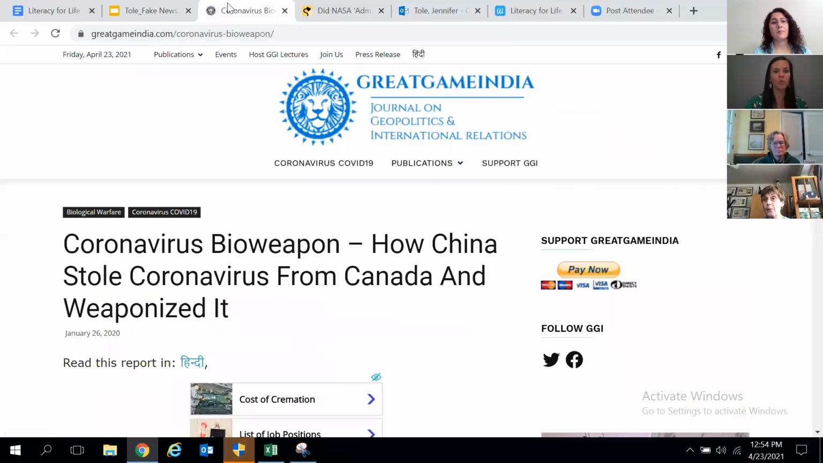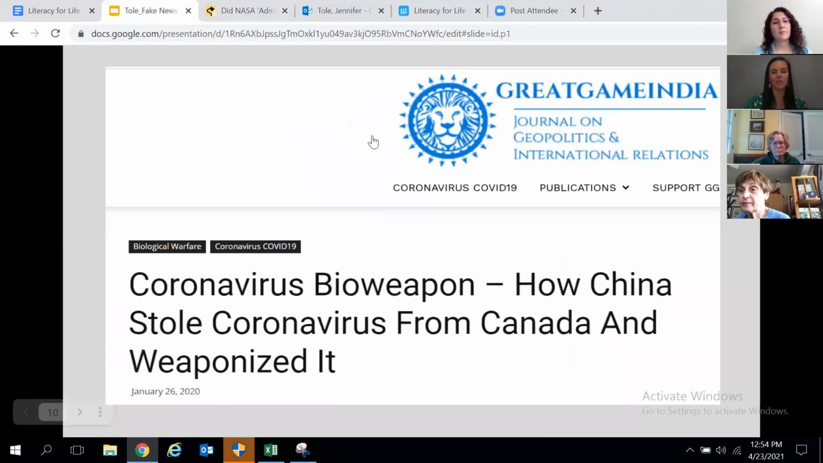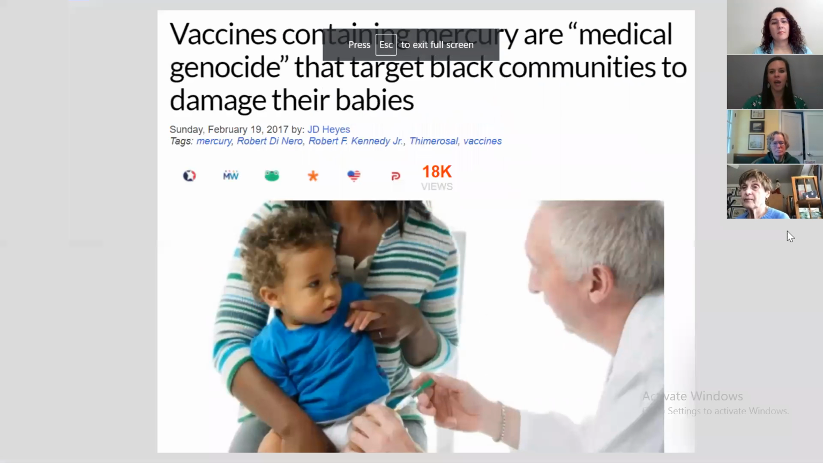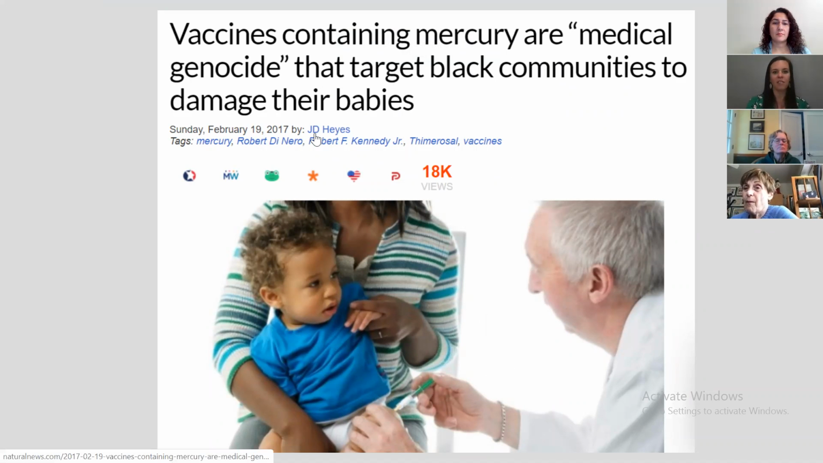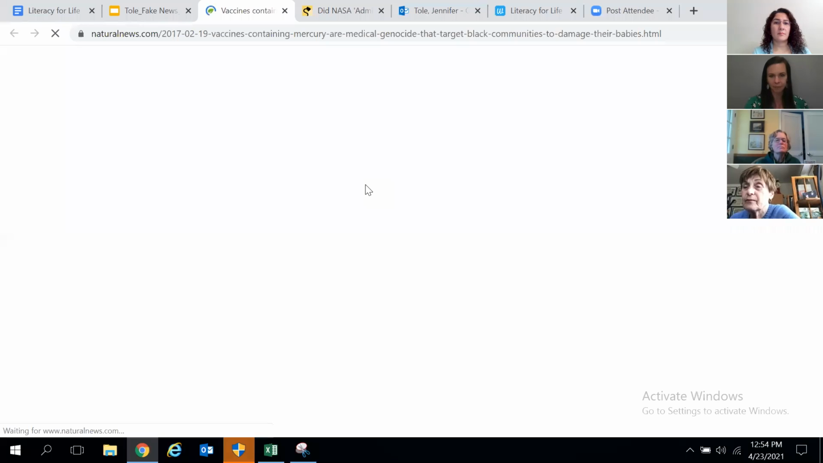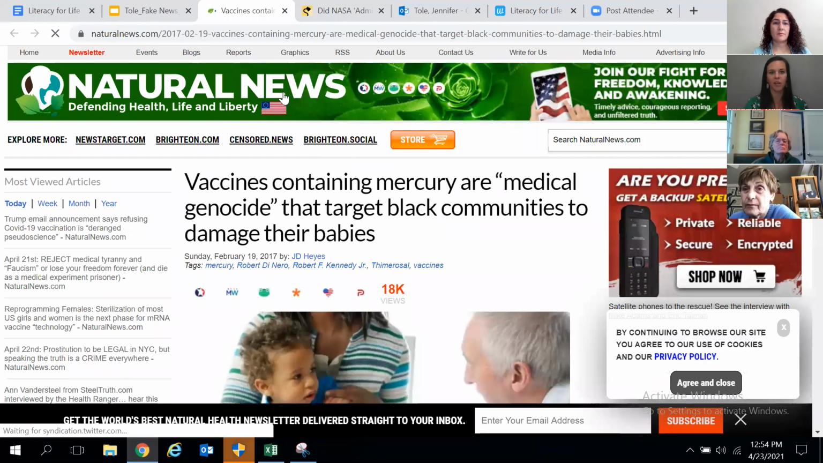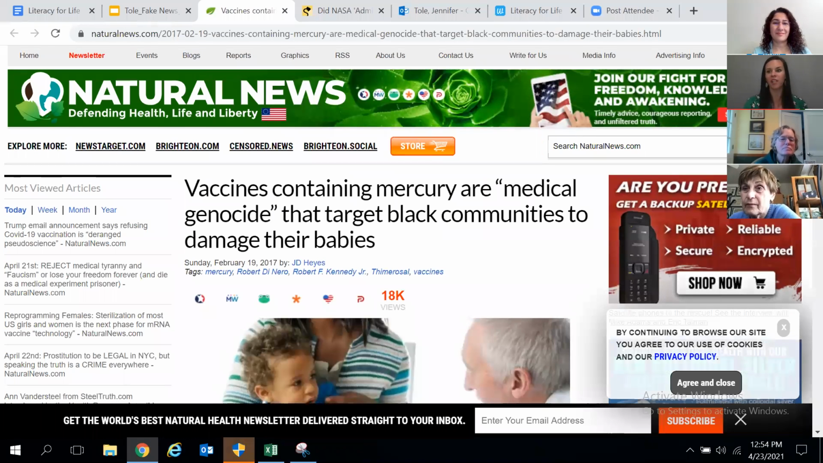I'll show you one more related example because I think it even more shows why this is important in terms of decisions people make. So this one, the headline reads, "Vaccines containing mercury are, quote, medical genocide that target Black communities to damage their babies." And we have a kind of picture here. To me, this already looks suspicious. And if you click on it, you'll see it takes us to our old friend Natural News, which we already know now is not a legitimate news source.